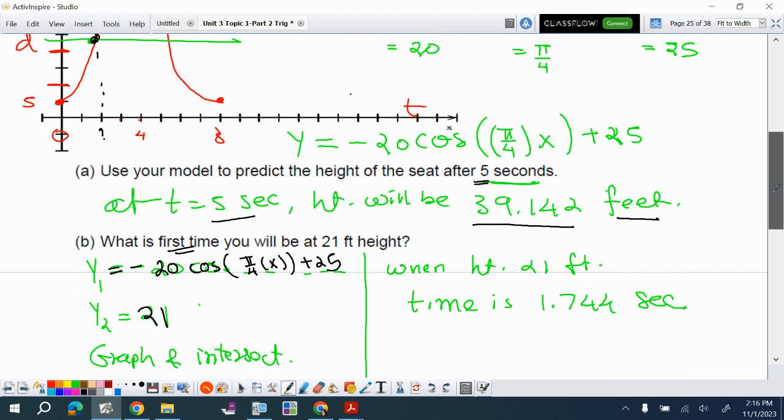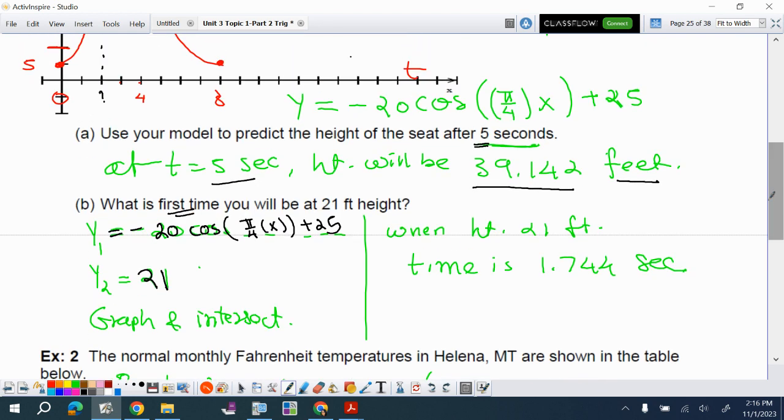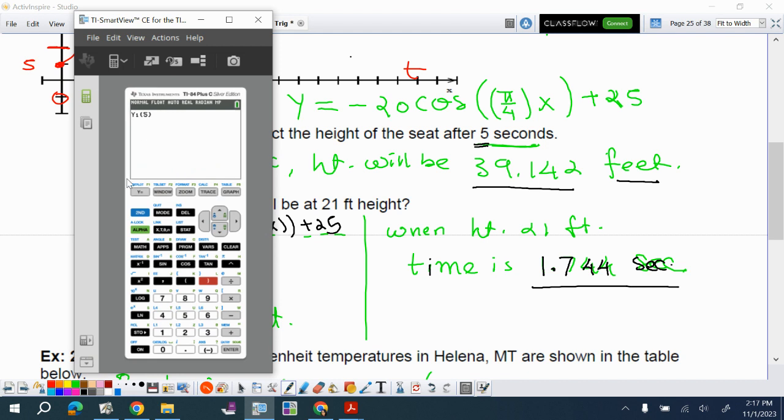So go ahead, use the calculator, graph and intersect, and you should get this answer, 1.744 seconds. That means when the height is 21 feet, time is 1.744 seconds. So please watch this video again if you need any help with the calculator. Again, in the calculator, you have to put this equation, y1, y2, and graph an intersection, second and trace, 5, and you should be able to find all the answers. Make sure the calculator is in radian mode.